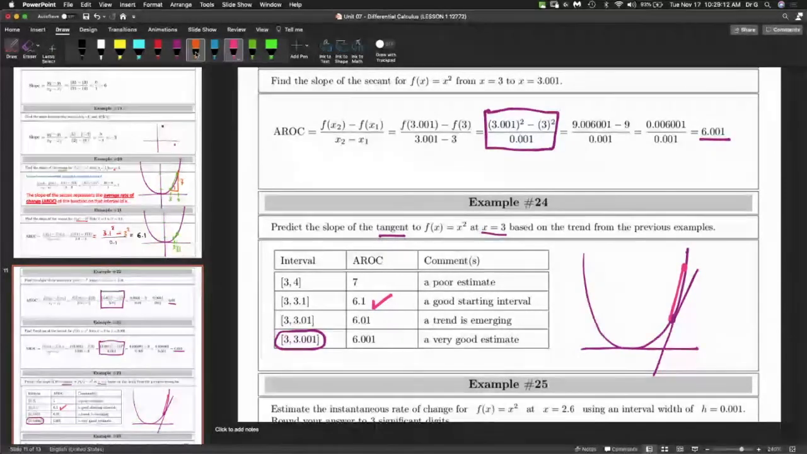But let's try a better guess. So we do the orange one, which is, let's say, over here. Now, the orange slope is looking a little bit better. That's this one. And then you go to the green one, which is really, really close. And they're very, very close, so that means it's an even better estimate. So that's the idea of what we were doing here. We were calculating that tangent slope by finding out what the trend is.